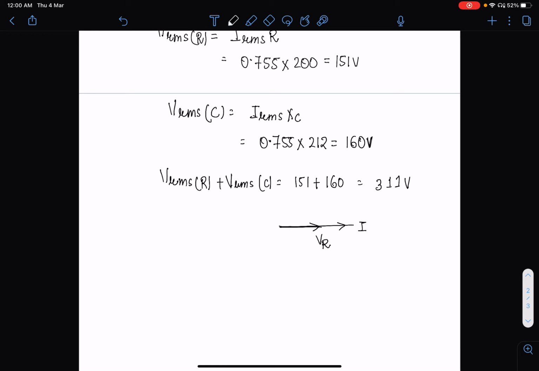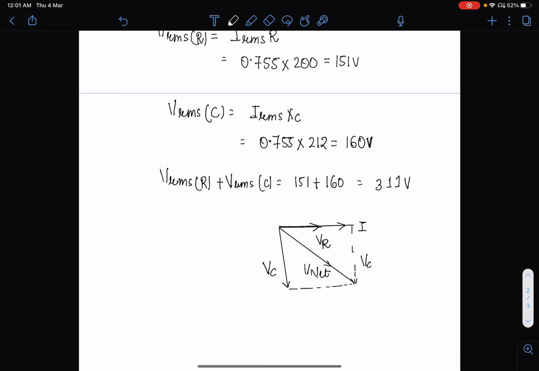We know that across the capacitor the current leads the voltage, right? That means the voltage lags. So you make the voltage lag by pi by 2 here. So this is the VC. Using the concept of vector addition, this is the VC, and this is the net voltage, V net.